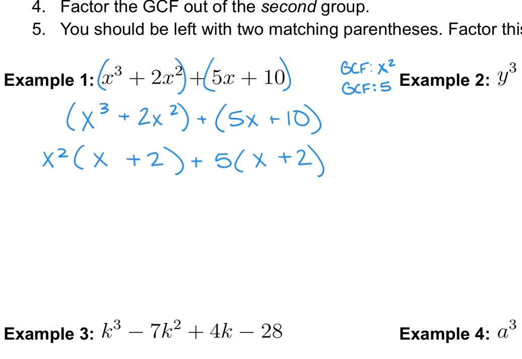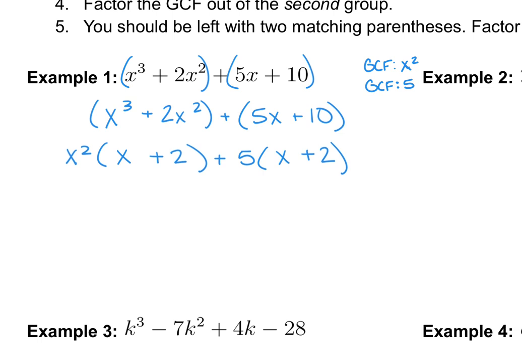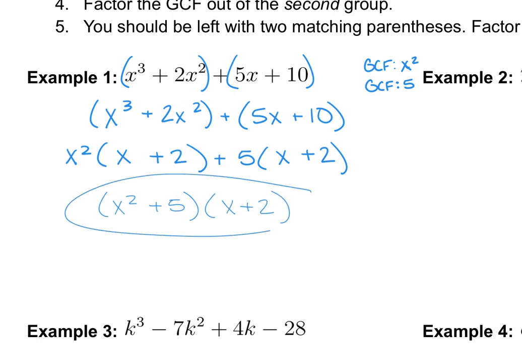If I have that, I know that I did it correct, and then I can set up my final factored form. Okay, so to set up my final factored form, I take the greatest common factors that are in front of my 2 parentheses, and I put them into a parenthesis together. So x squared plus 5, and then I take the 2 matching parentheses into 1. Okay, so that is my factored form.